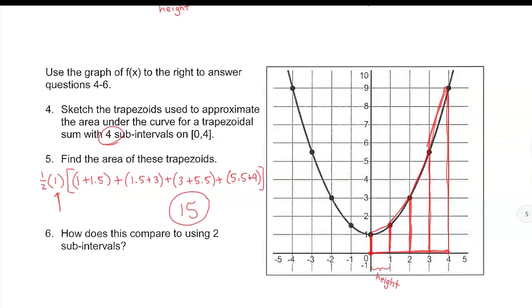Do you remember on the last page, our area going from -4 to +4 was about 30, and 15 is half of 30, and we're only doing half of the picture. So I think 15 is a great answer. And as it compares to using 2 subintervals, it's a better approximation. The more trapezoids we use, the better approximation we get.